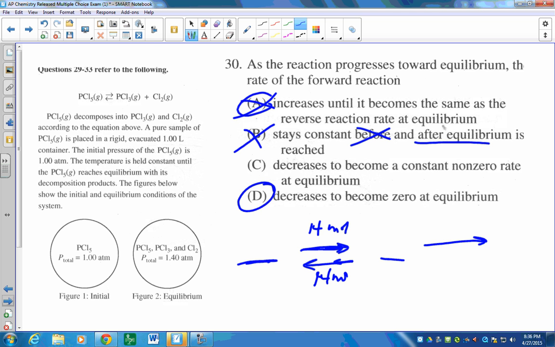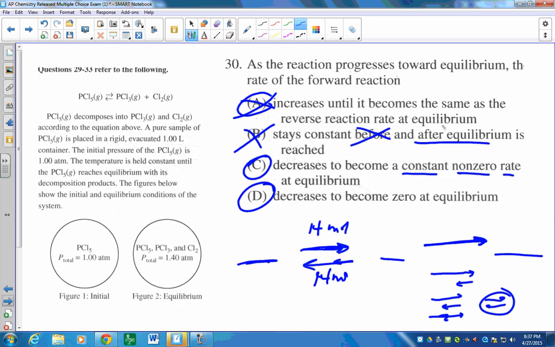I think the forward reaction decreases. It's really fast in the beginning because you have no product at the very beginning. So it's fast at the beginning, and the back one's non-existent. And then the next time this is a little slower and this is a little faster, then a little slower, a little faster, until they're the same. So the reaction rate decreases to become a constant non-zero rate at equilibrium. I think the answer is C, and I think I did a pretty crappy job explaining that, but that is the answer.